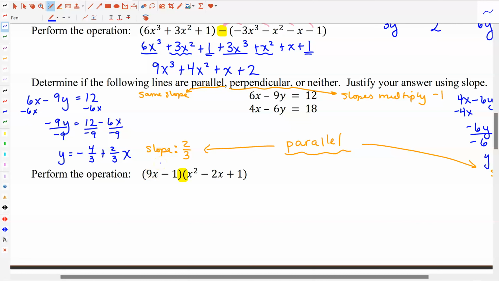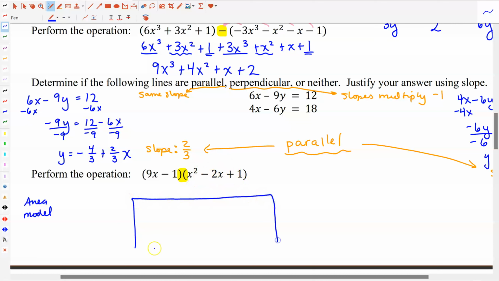To help keep track of how many distributions that we have to do, there is a cool model we can use. It's called an area model. And how it works is we're going to draw a rectangle on one side of the rectangle and break it up into two pieces to account for the two terms in that first parentheses expression. And then the other side of the rectangle, I'm going to break it up into three pieces to account for the three terms in the other polynomial expression.